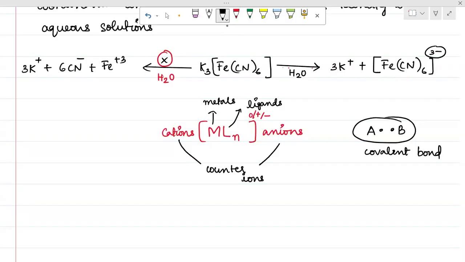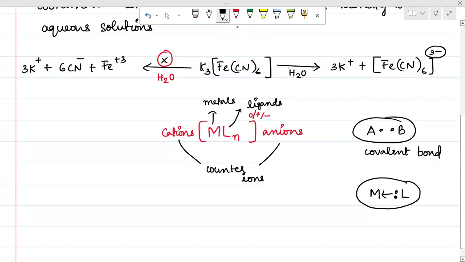What is coordinate? Coordinate means, let's say you have a metal, there is a ligand. Here also they share the electrons, but it's not one each. See, here this electron belongs to A, this electron belongs to B. Each of the atoms has its own contribution and they form a bond. Here it's not like that. The ligand will possess the 2 electrons and it is ready to share the 2 electrons with the metal.